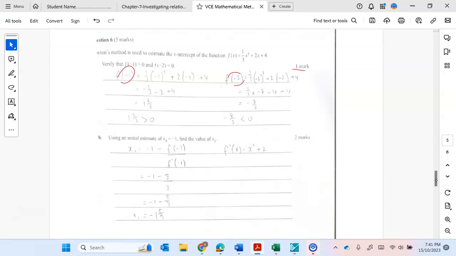Using an initial estimate of x0 equals -1, find the value of x1. So you're just using Newton's method of approximation, which is on your formula sheet. You will be given an initial estimate, I would say. If you were not given an initial estimate, I don't know, they couldn't mark it, basically, because you could have 10,000 students giving you a different initial estimate. You may be given your final value and have to work backwards to find out what x0 is. I think that would be a great question to have.